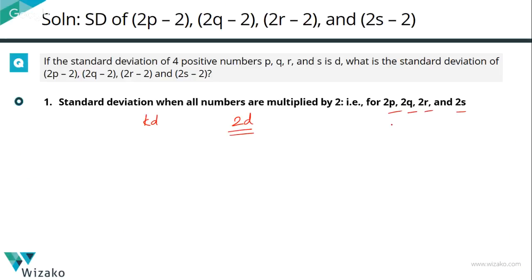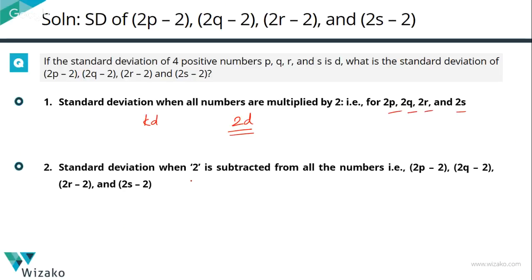But the question is not about 2P, 2Q, 2R, 2S. It's 2P minus 2, 2Q minus 2, 2R minus 2, 2S minus 2. We have also seen this property: if you add or subtract a K to each element, the standard deviation remains unchanged. We have 2P, 2Q, 2R, 2S, whose standard deviation is 2D, and you subtracted a 2 from each of these elements. So will the standard deviation change? No, it's going to be the same as 2D. So that's all that you need to do.